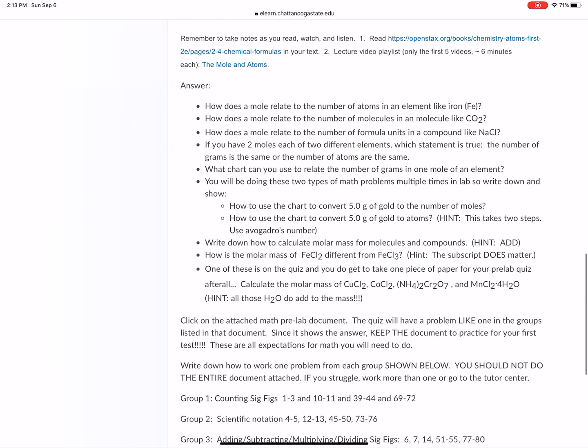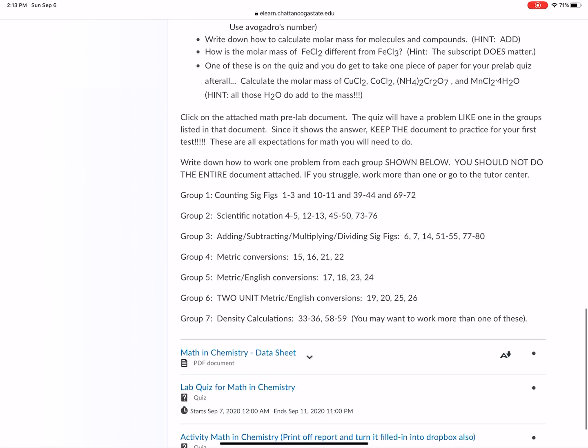And here is some help on kinds of questions you want to be able to answer before you take the lab quiz. Notice, group one, it says counting sig figs. These are recommended problems. You could pick any kind of problems from that group. You have scientific notation. You want to be able to do some of the problems that are recommended in here. We do not expect you to work all of the problems before the lab. Maybe just one or two from each of these groups.